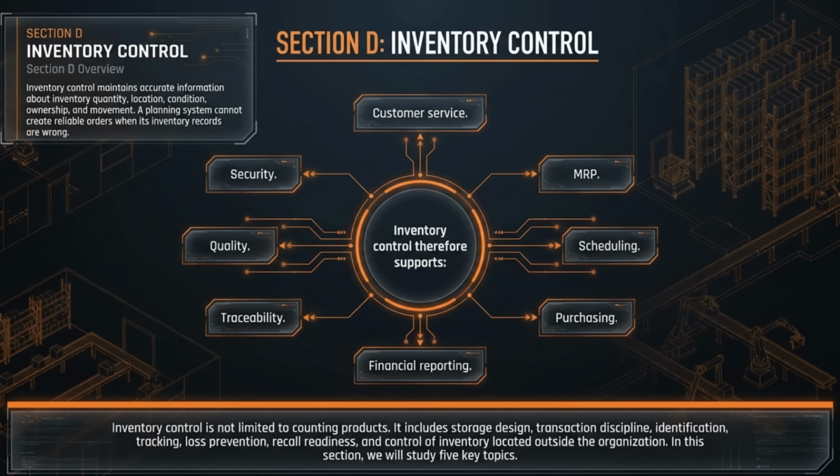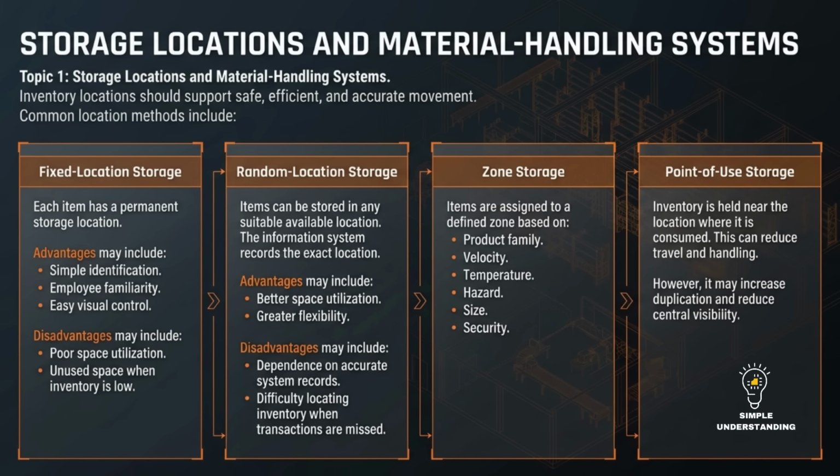Inventory control is not limited to counting products. It includes storage design, transaction discipline, identification, tracking, loss prevention, recall readiness, and control of inventory located outside the organization. In this section, we will study 5 key topics. Topic 1. Storage locations and material handling systems.